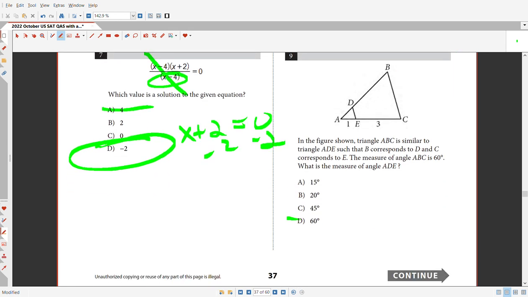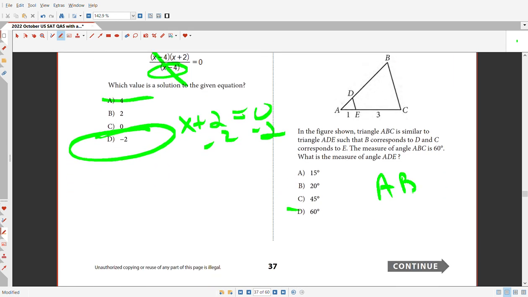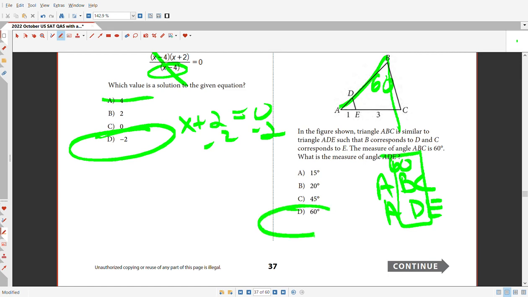Number 9, ABC is similar to ADE. Now, the measure of angle ABC, so that's B. If B is 60, then ADE, these two angles correspond. Angles do not change. Sides are in a ratio, angles stay the same. So these are the corresponding angles, so it's also 60.